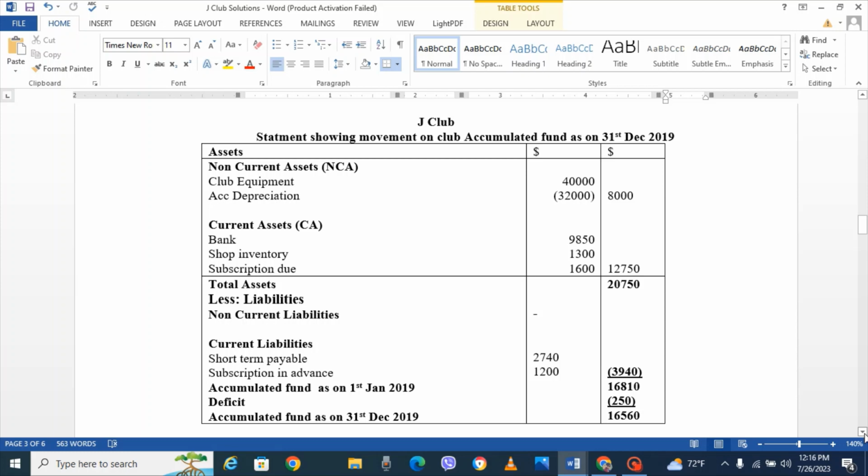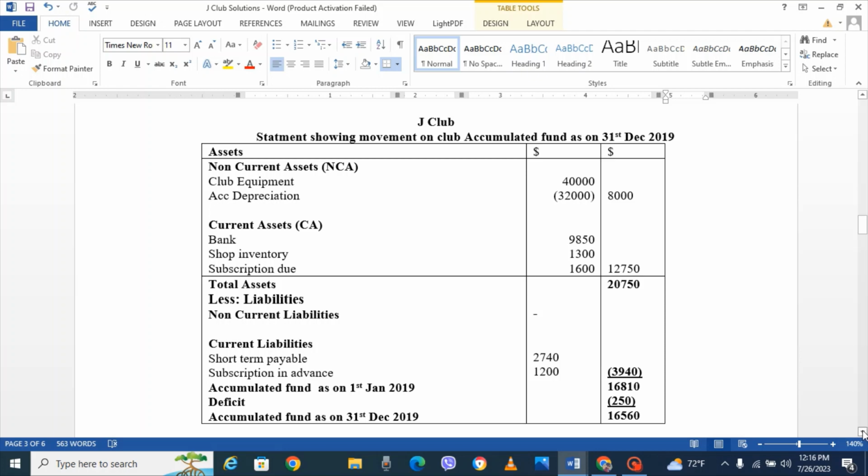Bank balance at 1st January 2019, that is 9,850. So shop inventory, as that is a current asset, we have to write here. Just use the beginning value, that is 1,300. Subscription due, that means arrears. Subscription arrears of $1,600. So you can see that is given in the following balances in the question. So in total it came to 12,750 of current assets and 8,000 of non-current assets. So total assets is valued at $20,750.